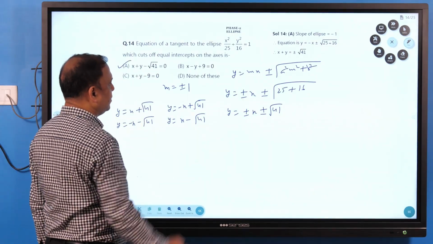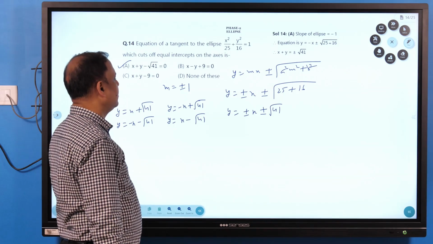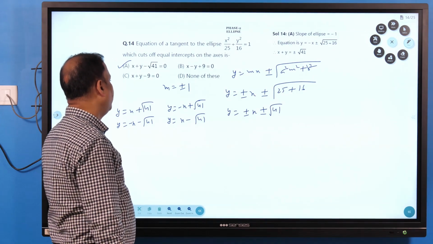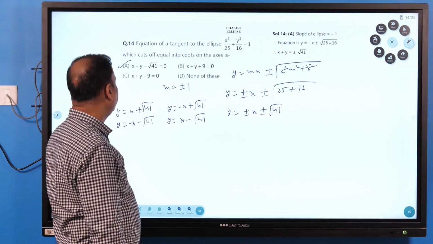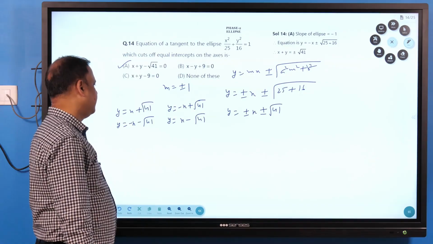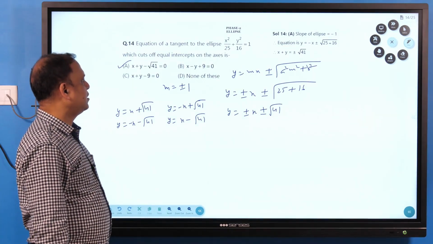So the constant one must be this. In y equals mx plus c, the constant must be this. So these are the four equations of tangent to the ellipse which cuts off equal intercept. These four answers will be correct.